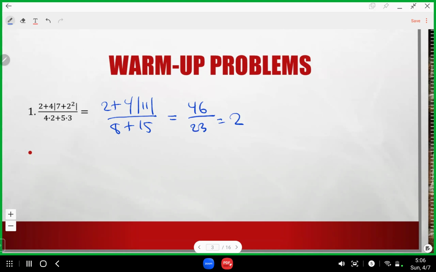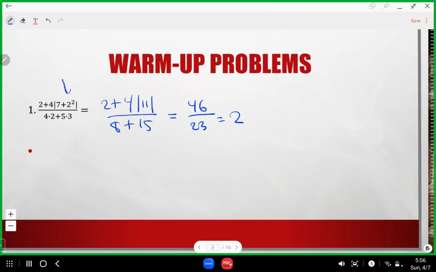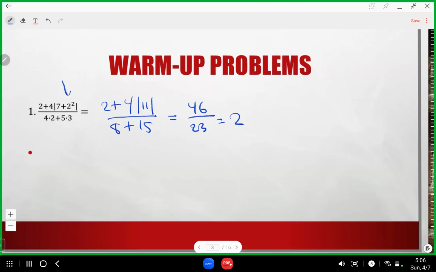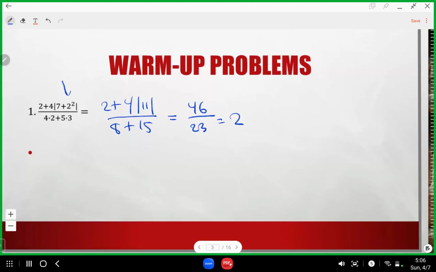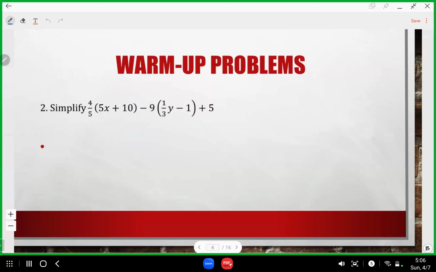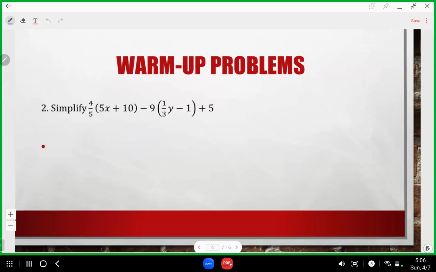Okay, so make sure you did your calculation correctly there. You have to do the absolute value first, multiplication first, and then you add everything up. So do not add anything before you do the rest of the steps. Now let's move on to this next one. This is basically talking about distributive properties, simplifying expressions. So make sure you know that before we begin our next unit.